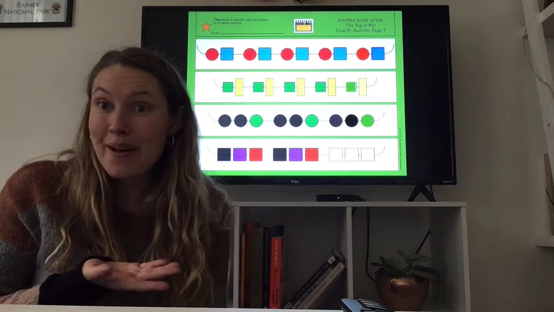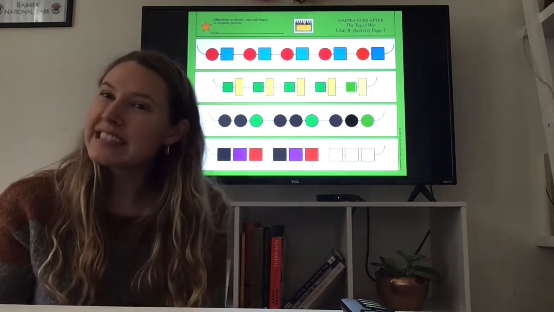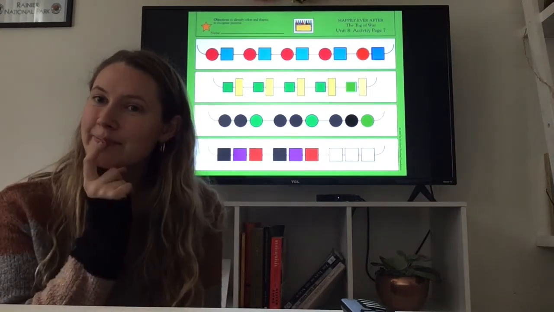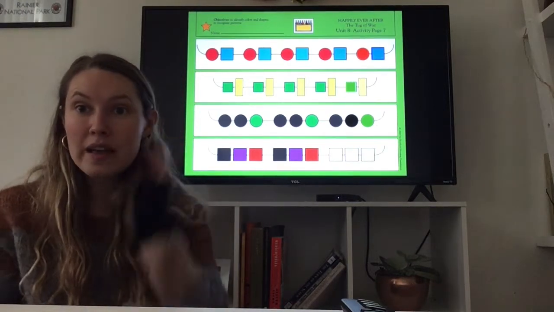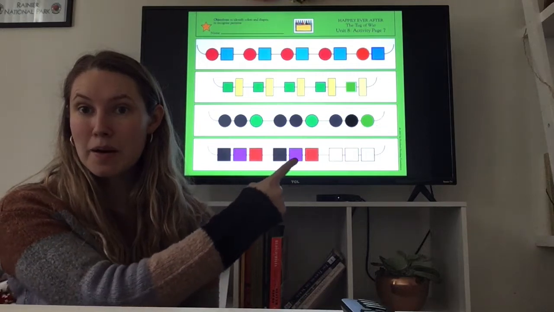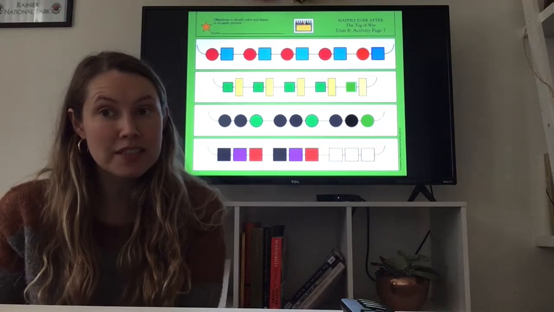They're the same. These are squares. But what's different about this pattern? Kind of like how this one was. The colors are different. We have black, purple, red. Black, purple, red. Now this is a very different pattern than we've seen so far.